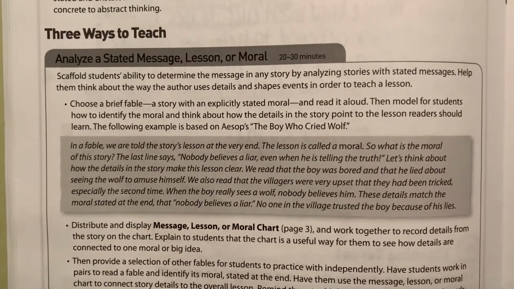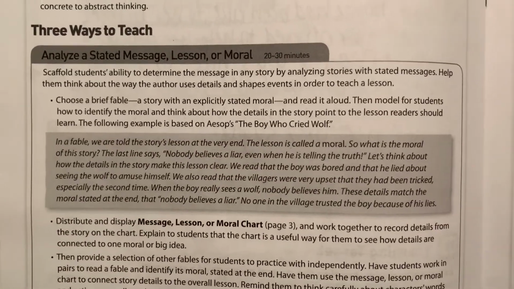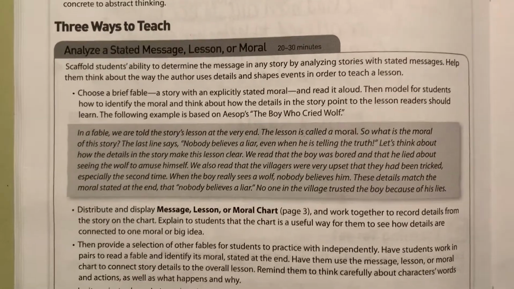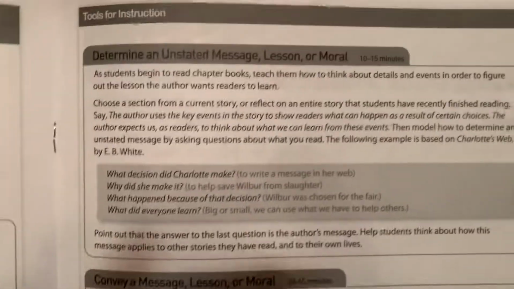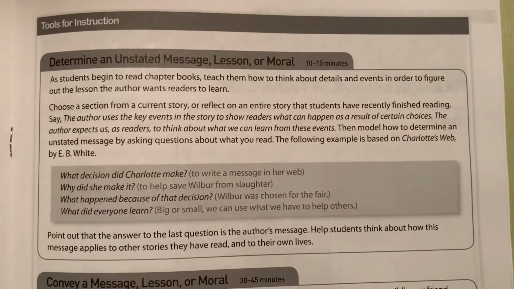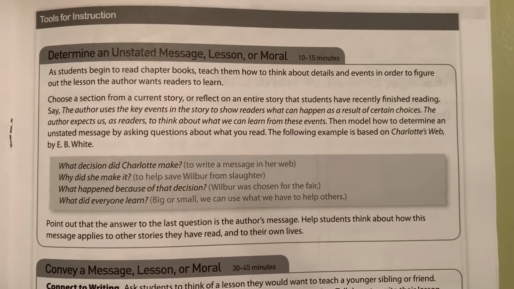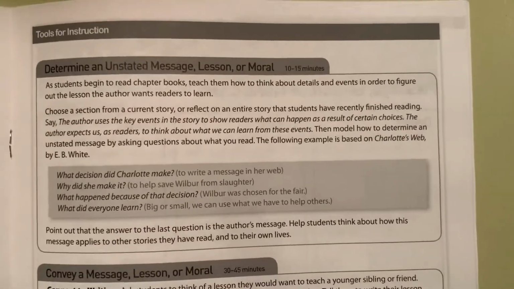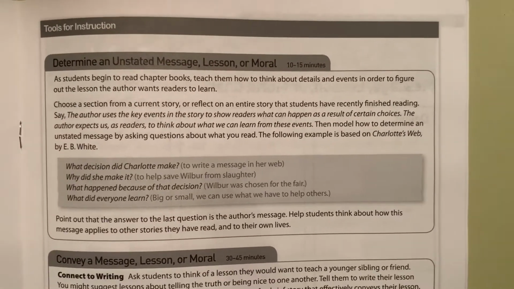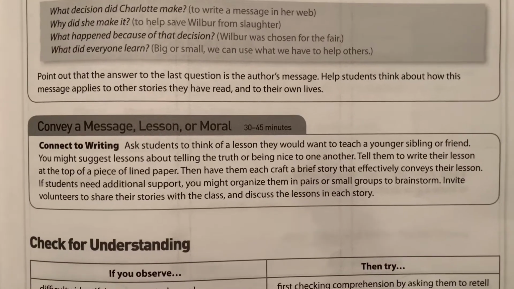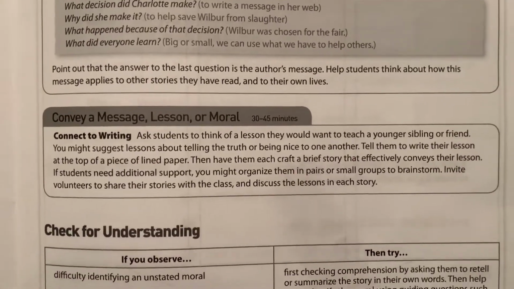So they give 3 different ways to teach it. Analyze a stated message, lesson, or moral. So like in a fable, usually the message or the lesson is actually stated in the text. And then the second way is determine an unstated message, lesson, or moral. So sometimes you just have to figure it out. And there are tips and tricks that you can use to figure it out. And the third way that they give is to convey a message, lesson, or moral connecting to writing.